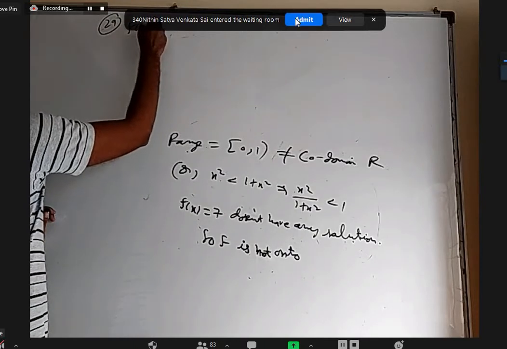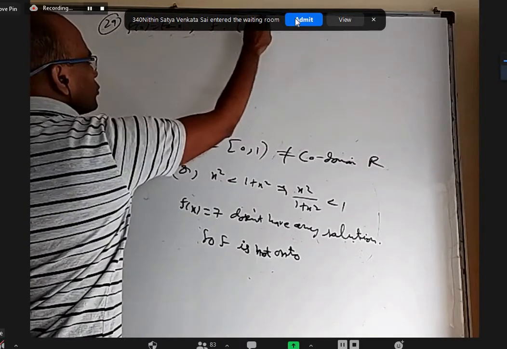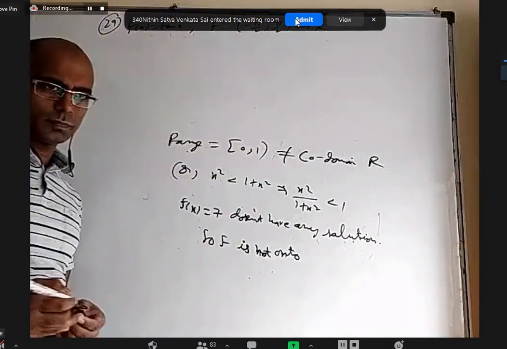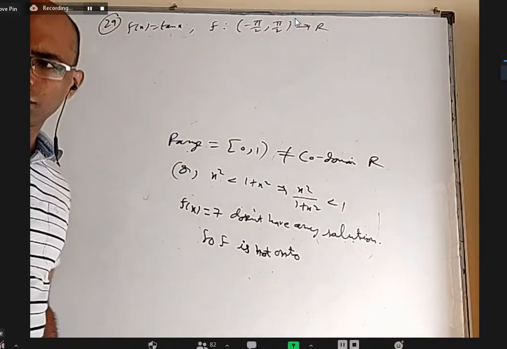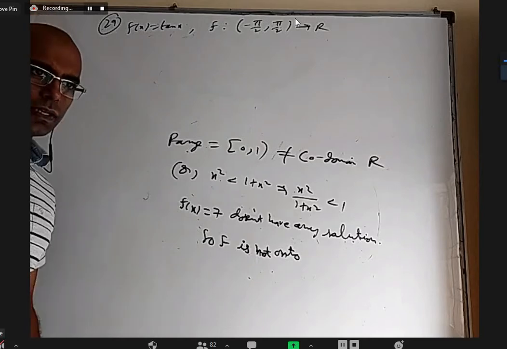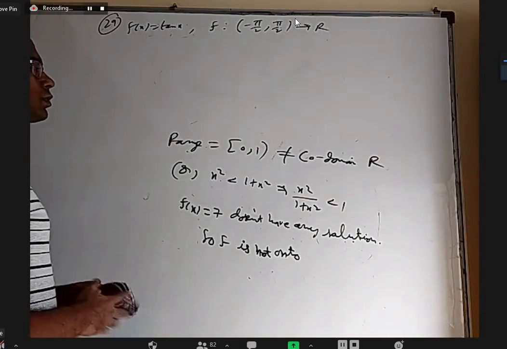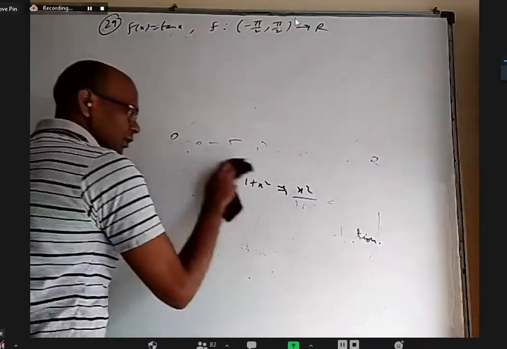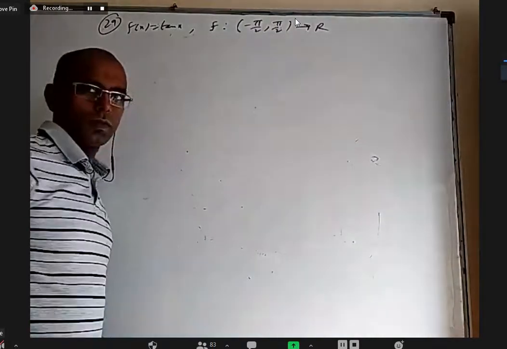f of x is equal to tan x, and it is from the open interval minus pi by 2 to pi by 2 to R. Okay, anybody want to tell whether, between minus pi by 2 and pi by 2 domain, it is 1-1 or not, onto or not? Sir, it is onto. Onto, sir. What about 1-1? 1-1 also.